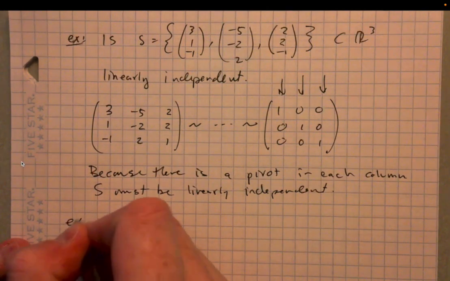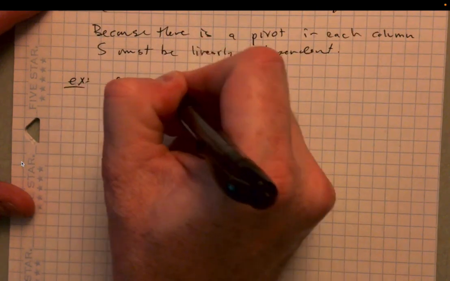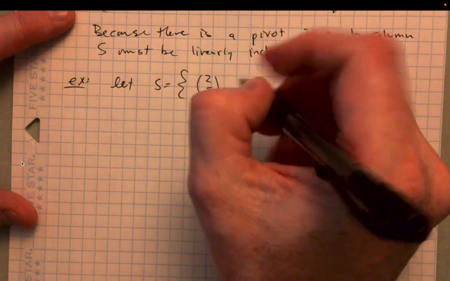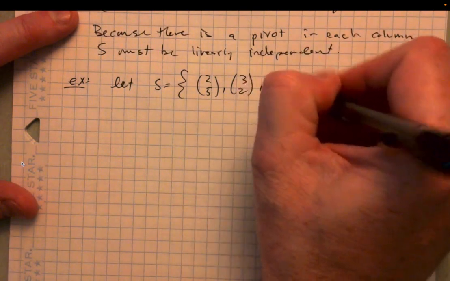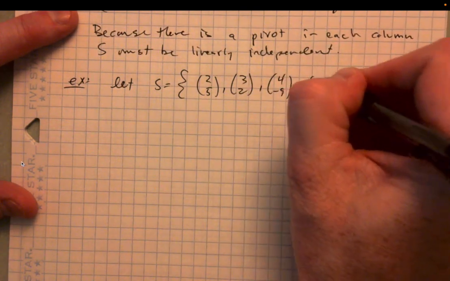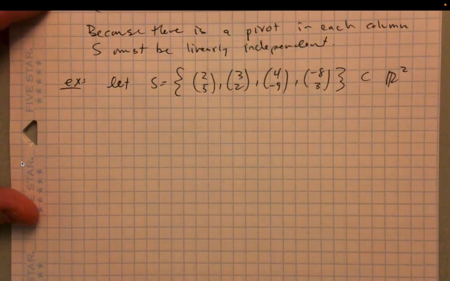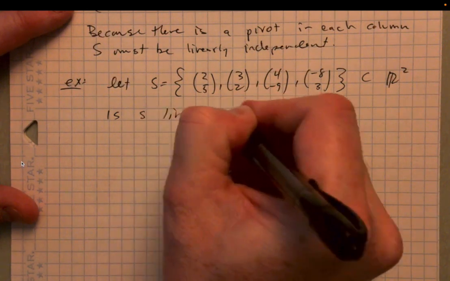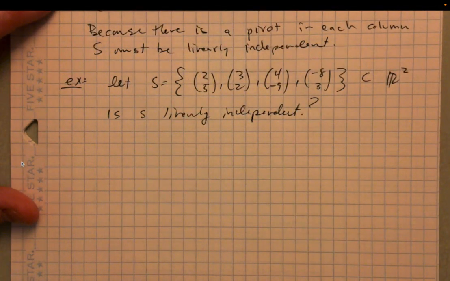Okay. All right. Let's do another example. This will be a nice kind of motivating example for a quick corollary. So let's let S equal {(2, 5), (3, 2), (4, -9), and (-8, 3)}. This is obviously a subset of R2. Is S linearly independent?